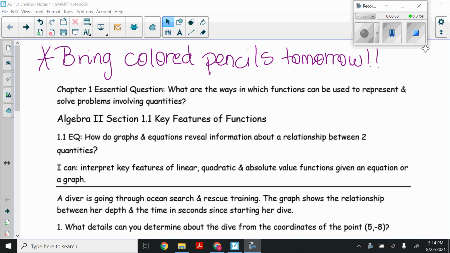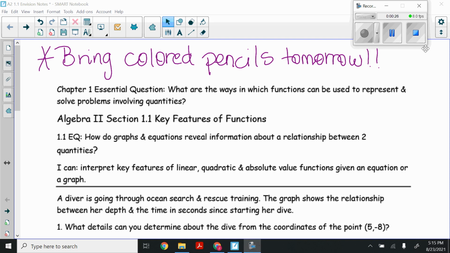All right, so today in Algebra 2, we're going to start section 1.1. Our chapter 1 essential question: what are the ways in which functions can be used to represent and solve problems involving quantities? So section 1.1, key features of functions. The 1.1 essential question: how do graphs and equations reveal information about a relationship between two quantities?